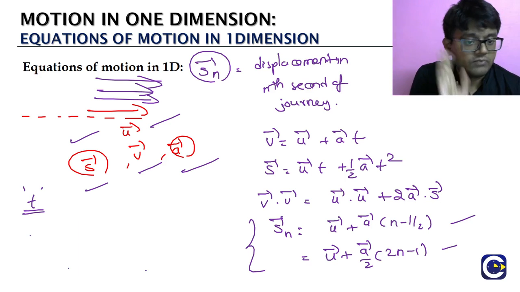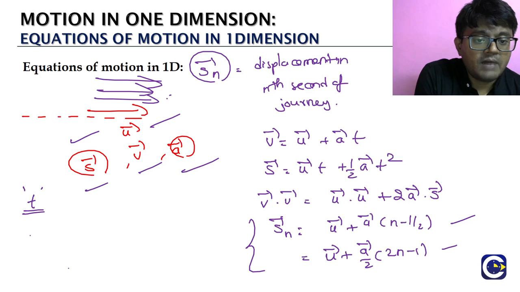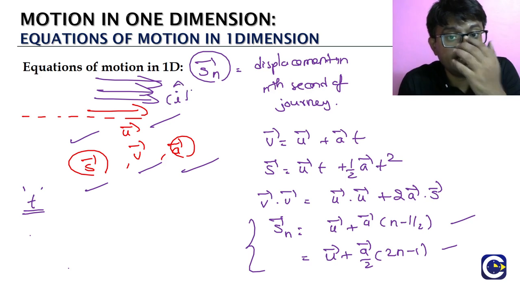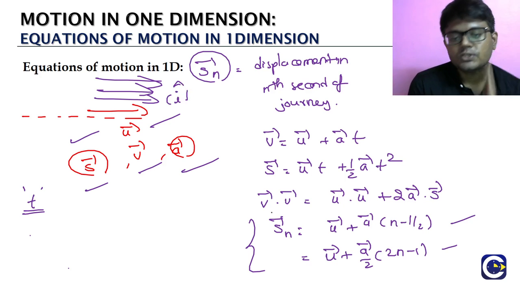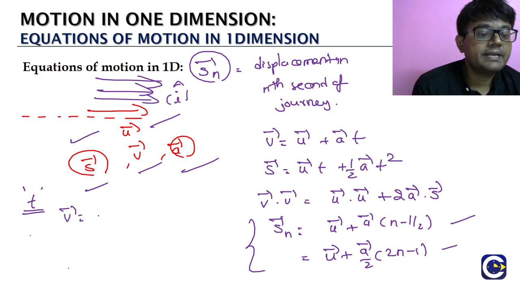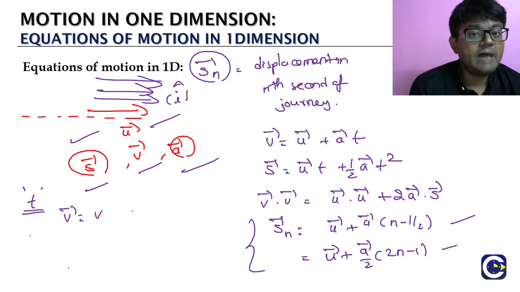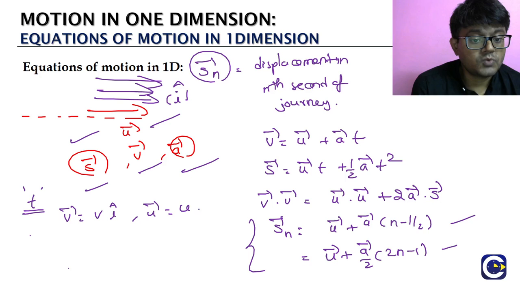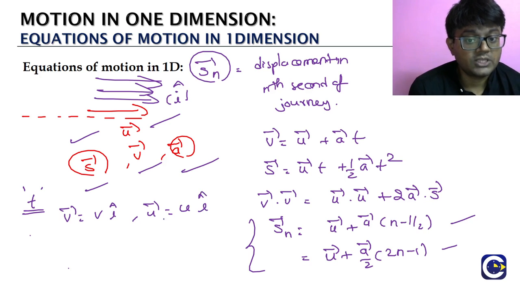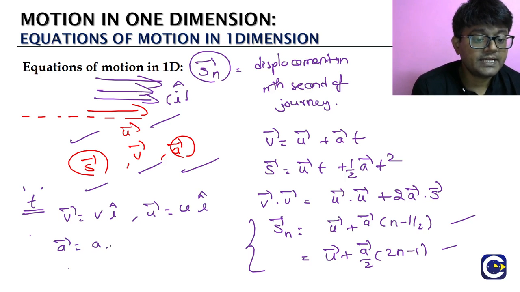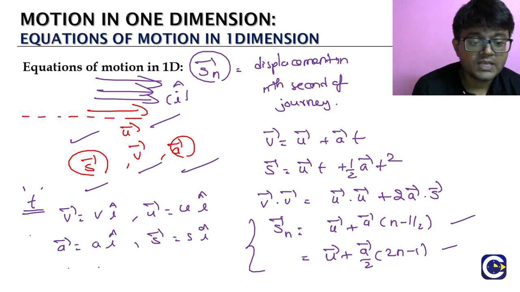If all of them are in one direction, let us mark that direction as the x-axis. The unit vector in that direction is i cap. The final velocity, if its magnitude is v, can be written as v into i cap, because it is in the positive x-axis direction. The initial velocity can be written as u into i cap, where u is the magnitude. Acceleration can be written as a into i cap, and displacement as s into i cap.